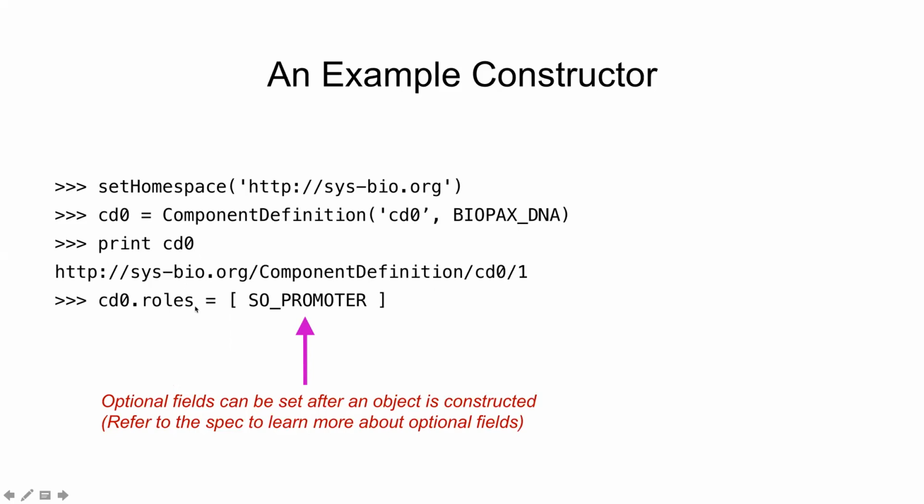The roles property, Chris may have covered this, is where you would supply sequence ontology terms to say what this particular DNA component represents. In this case, it represents a promoter.